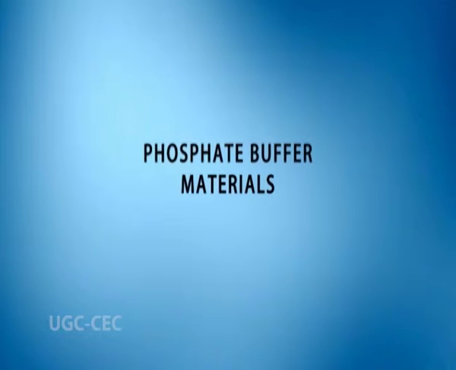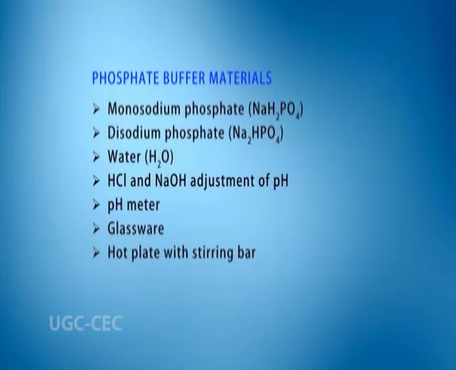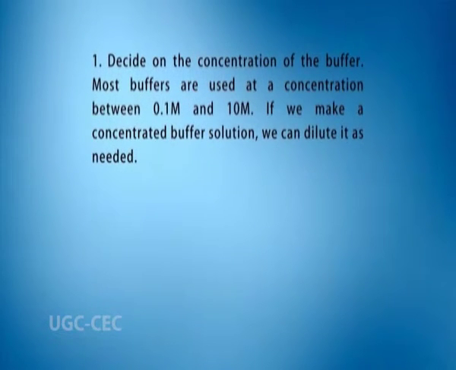Coming to phosphate buffer materials: monosodium phosphate, disodium phosphate, water, HCl and NaOH for adjustment of pH, pH meter, glassware, hot plates with stirring bar. First, decide on the concentration of the buffer. Most buffers are used at a concentration between 0.1 molar and 10 molar. If we make a concentrated buffer solution, we can dilute it as needed.